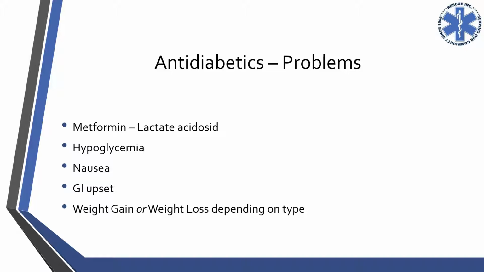Good question, though. So the problems it causes that we're working on is we have GI upset caused by all of these. We can have unexplained weight gain or weight loss depending on which antidiabetic we're using, whether it reduces gluconeogenesis or promotes insulin use. Patients have nausea. Risk is always hypoglycemia because they're taking medications to bring their blood sugar down and maintain it to keep it from spiking up. And metformin can cause significant lactic acidosis.